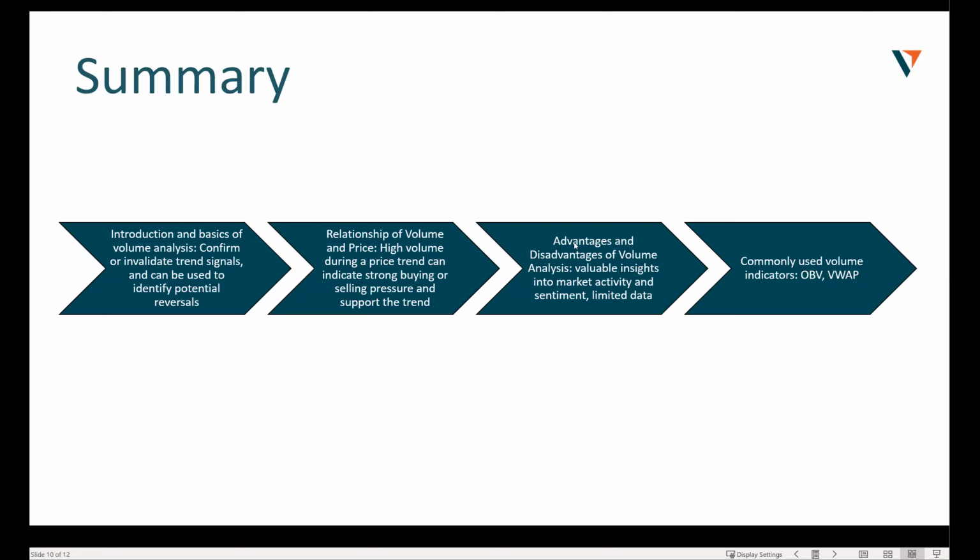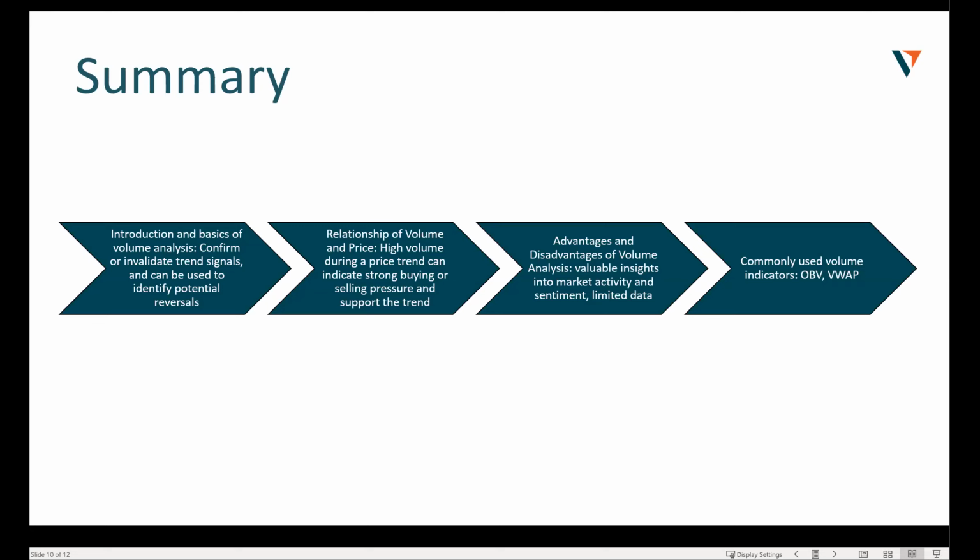We covered the advantages and disadvantages of volume analysis. In general, volume can give us valuable insights into market activity, especially in identifying reversals or providing confirmations on breakouts. But at the same time, especially in the FX market, because there's no centralized exchange, volume itself is limited. It's specific to a particular broker rather than the aggregated volume.